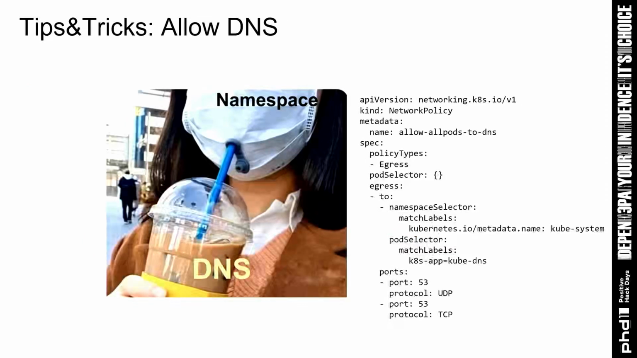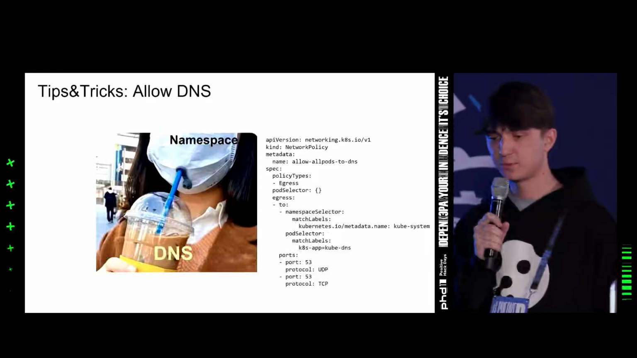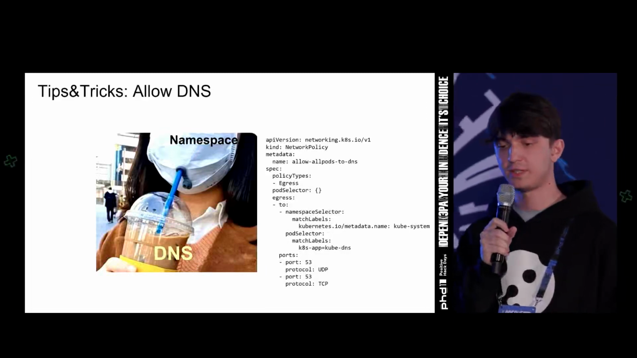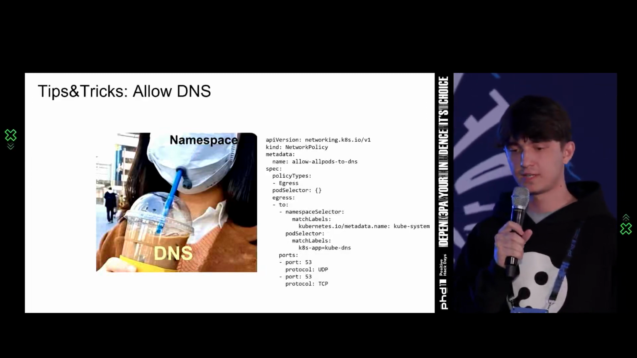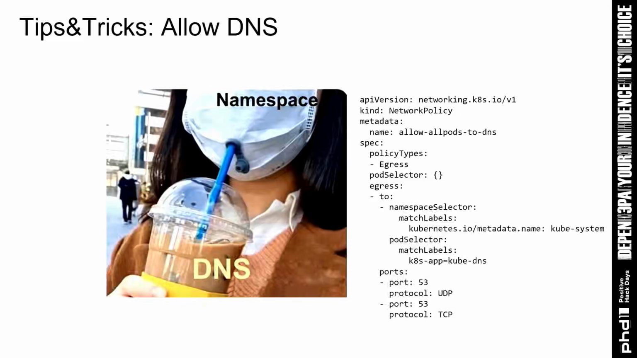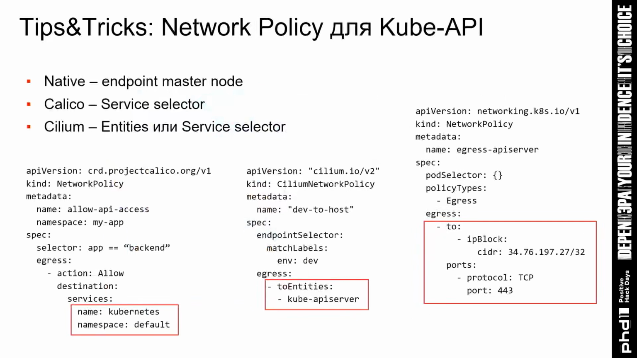In Kubernetes, DNS is important. So if you prohibit everything, you also need to allow DNS traffic from each pod to kube-system so that it still works. You can use cluster-wide policies that would be applicable to all pods and would allow all pods to go using port 53 to the kube-system.